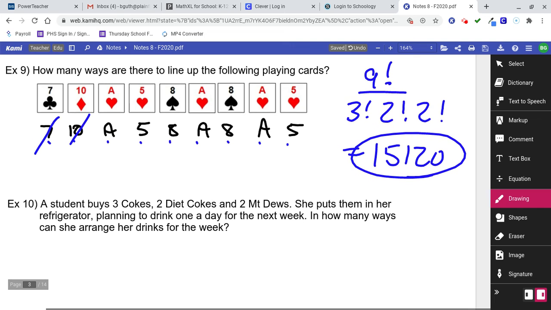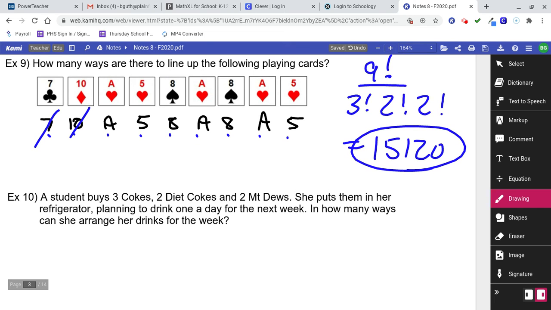Number 10. A student buys 3 Cokes, 2 Diet Cokes, and 2 Mountain Dews. She puts them in her fridge, planning to drink 1 a day for the next week. How many ways can she arrange her drinks for the week? So notice those 3 Cokes are going to be indistinguishable. That's kind of your clue. How I like to do this problem is I like to write it out like this. There's 3 Cokes, 2 Diets, and 2 Mountain Dews. It's the same exact problem as the Mississippi problem. It's just disguised as a story problem.